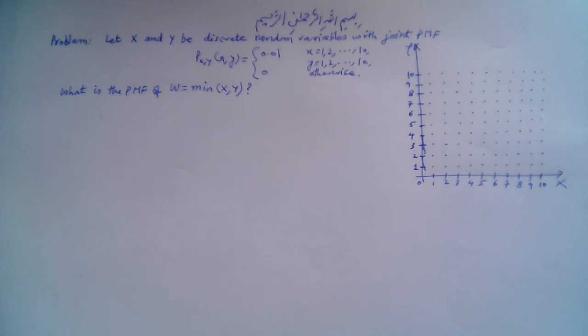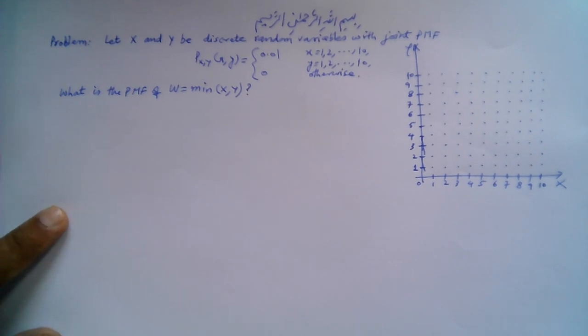So here we have a problem. Let x and y be discrete random variables with joint PMF, which is given below. P(x,y) is equal to 0.01 for values of x from 1 to 3 to 10 and values of y from 1 to 3 to 10, and this is 0 otherwise. What is the PMF of W equal to min of x comma y? So we are to find the PMF and probability model of the derived random variable W, which is a function of random variables x and y.